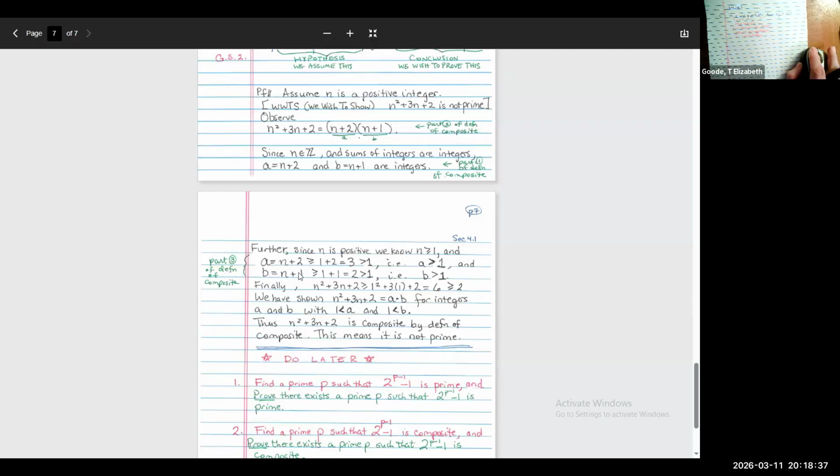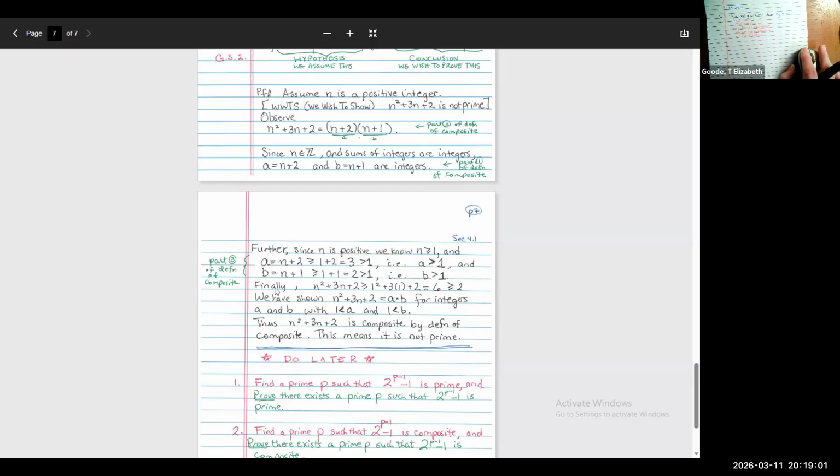And B is n plus 1. But again, the smallest n can be is 1 because it's a positive integer. So n plus 1 is bigger than or equal to 1 plus 1. Well, 1 plus 1 is 2. So the smallest B could possibly be is 2. 2 is bigger than 1. So we just proved that A is bigger than 1 and B is bigger than 1.